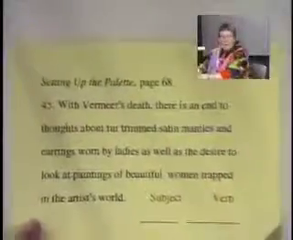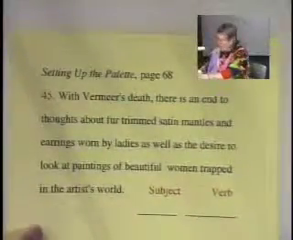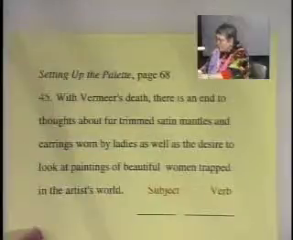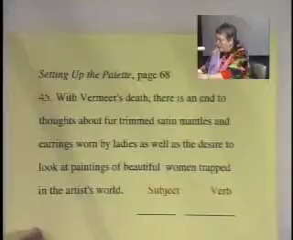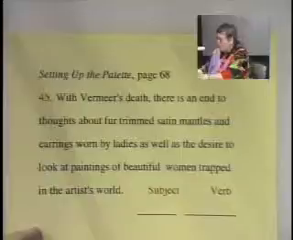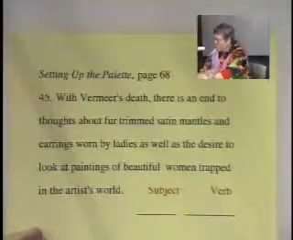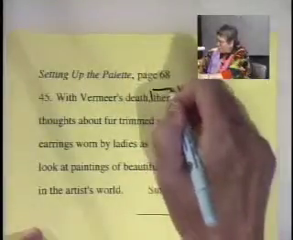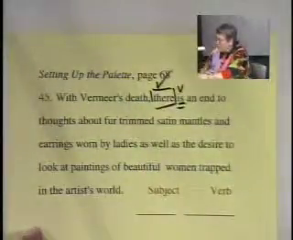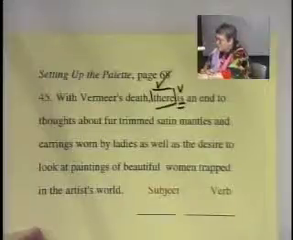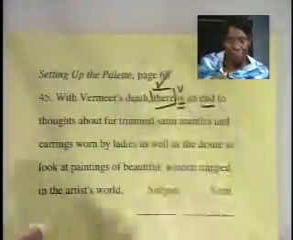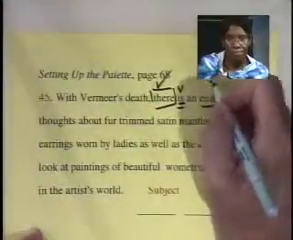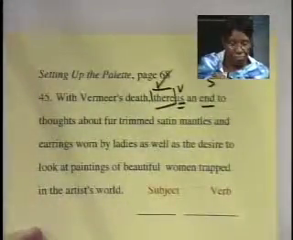With Vermeer's death, there is an end to thoughts about fur-trimmed satin mantles. That's a cloak. A mantle is a cloak. And earrings worn by ladies, as well as the desire to look at paintings of beautiful women trapped in the artist's world. All right, this is going to be a tricky one, Yvonne. I want to look for a verb. Yes. And I want to get a V above it, and I want to put a box around there and a check above it, because this is a watch-out word. Where's your subject? I said end. End. So, an end to thoughts is there.